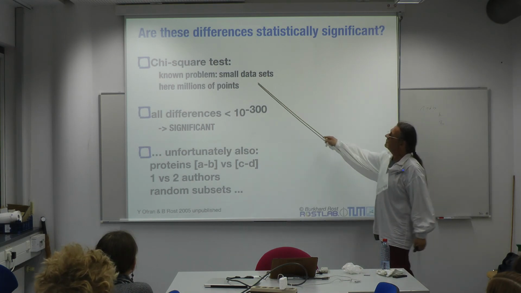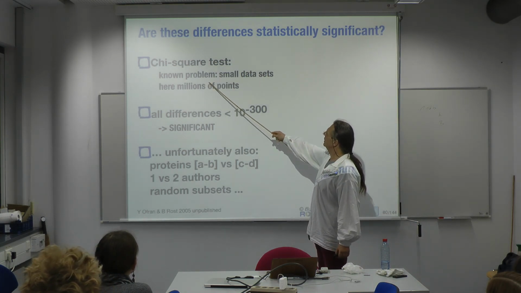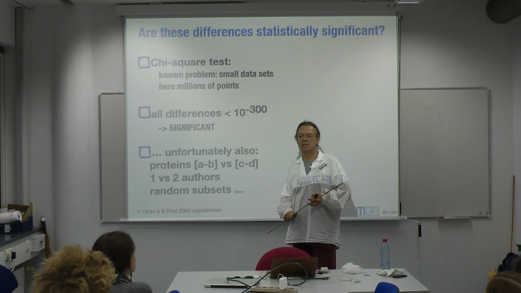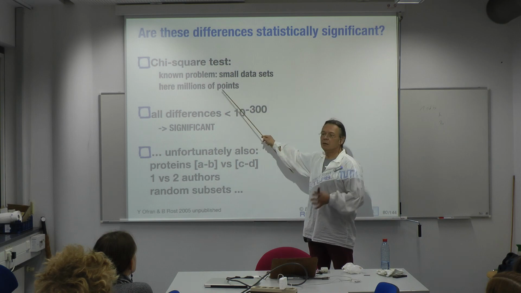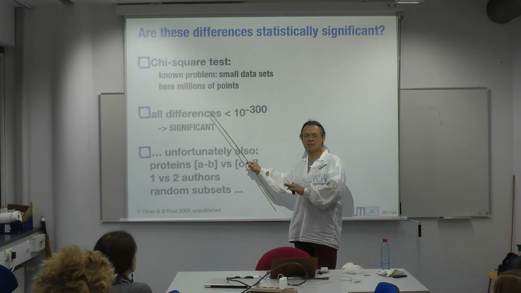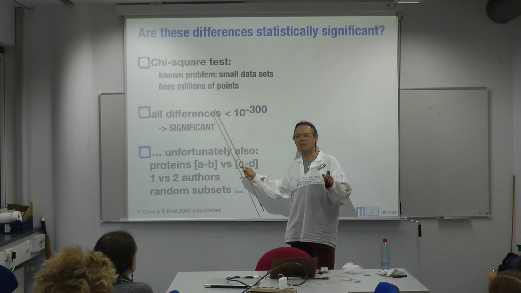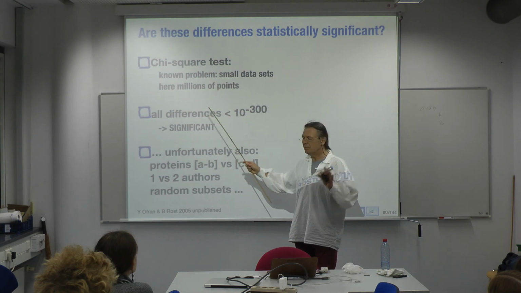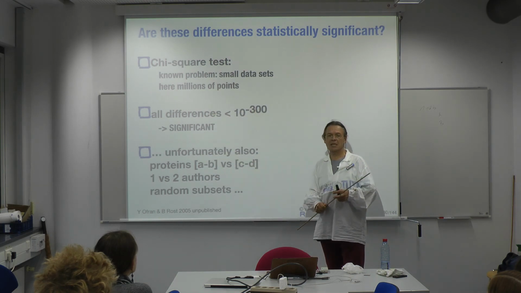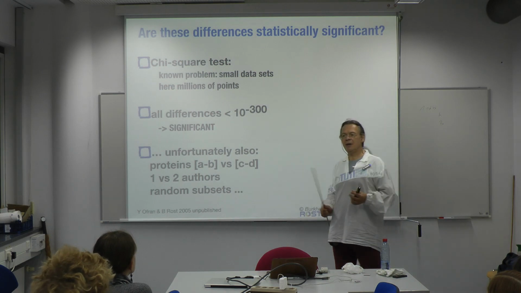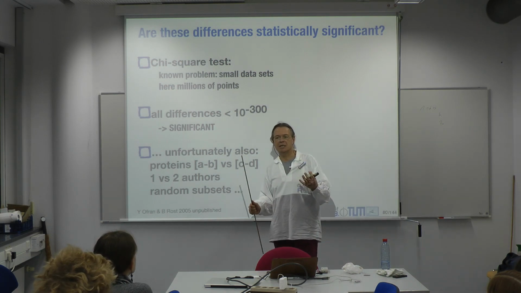And so typically we can do that for chi-square tests. The known problem is small data sets. So this is for medicine, right? You have 10 patients, and then it's too small. No problem here. We have millions of points. What is little less known is that for millions or many, many millions of very, very large data sets, there is also a problem with the chi-square. But we have a significance of 10 minus 300. Okay? So this is very, very clear. These two distributions are different.